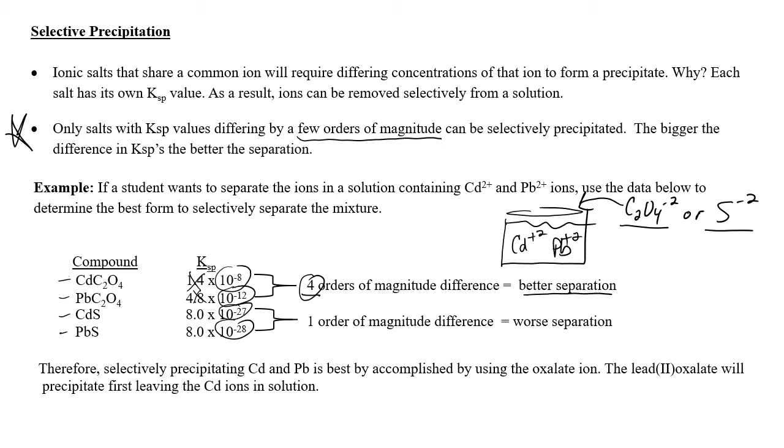So which one would precipitate first? Well, the lead oxalate has a much lower KSP value, which means the concentration of oxalate required is less than the concentration of oxalate required to precipitate the cadmium. So the lead oxalate will precipitate first, leaving the cadmium ions behind in solution.